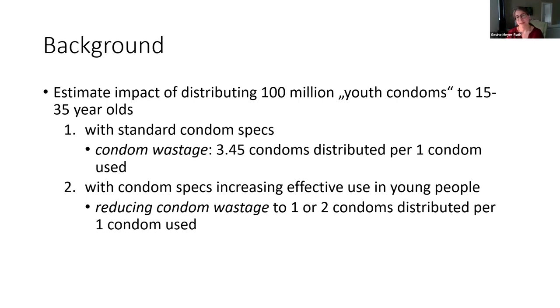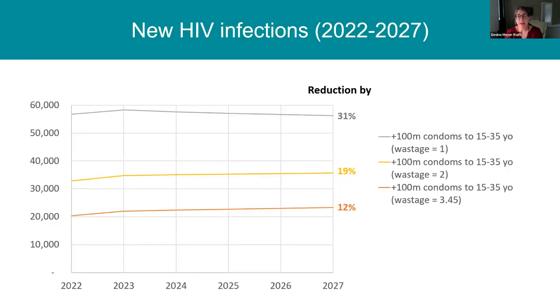We also then looked at a different scenario where we assume much increased effective use in young people of these condoms, basically reducing our condom wastage to either every condom used or 2 condoms distributed per 1 condom used. And long story short, what we see, and that's just over the next 5 years, even though it would continue into the future, is a reduction of new HIV infections of between 12 and 31% if every condom distributed was in fact used to protect the sex act. And that's with a very small proportion of our current condom volume specifically branded, so they would be desirable to young people.